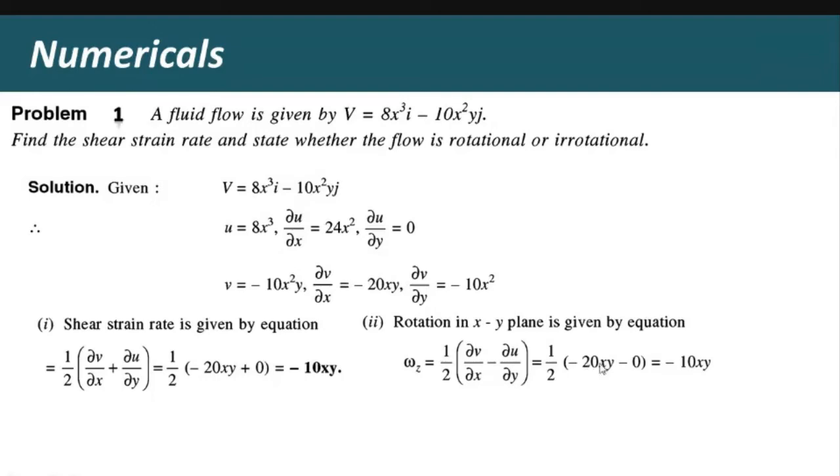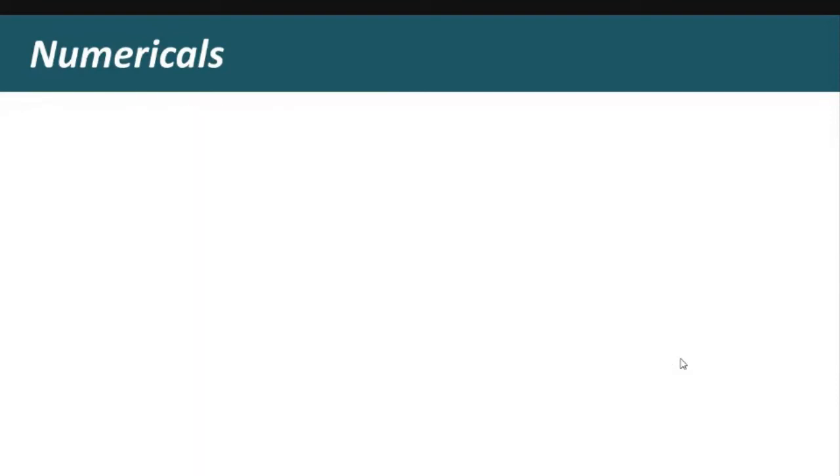del u by del x is minus 20xy and del u by del y is 0, okay. So again put 1 by 2 into minus 20xy, so finally on cancellation we will have minus 10xy, okay. And that is not equal to zero. When it was equal to zero, the flow was irrotational, but that is not equal to zero, therefore the flow is rotational flow. If it is equal to zero then the flow will be irrotational flow.